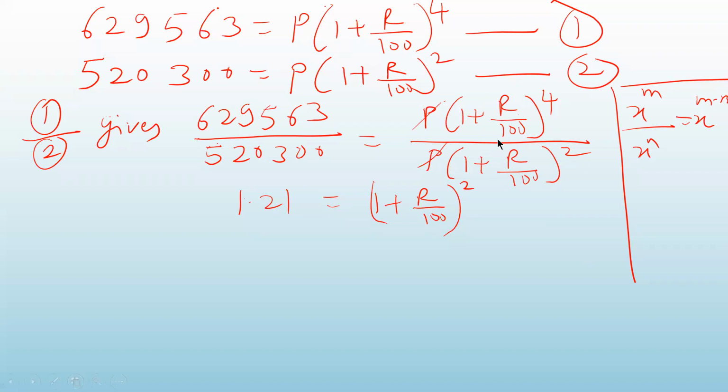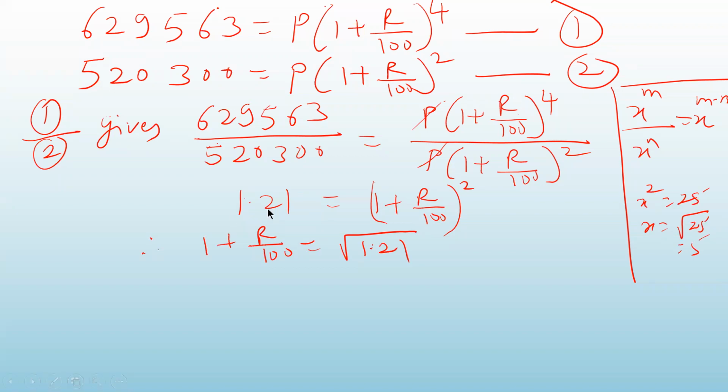Okay. So 1 plus r upon 100. The power here is 4. Here it is 2. So 4 minus 2 will give me this. So therefore, what is the value of 1 plus r upon 100? It will be the square root of 1.21. Okay. 1 plus r upon 100 square is this much. See it is like this. If x square is say 25, how do you get the value of x? It is the square root of 25, that is 5. Same thing I'm using here.